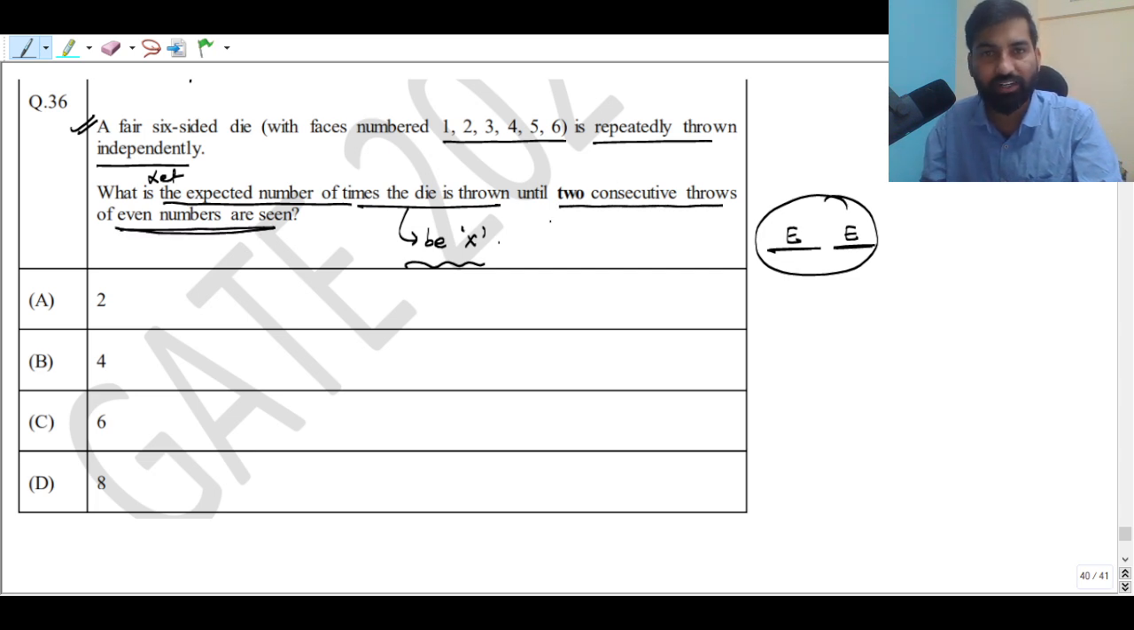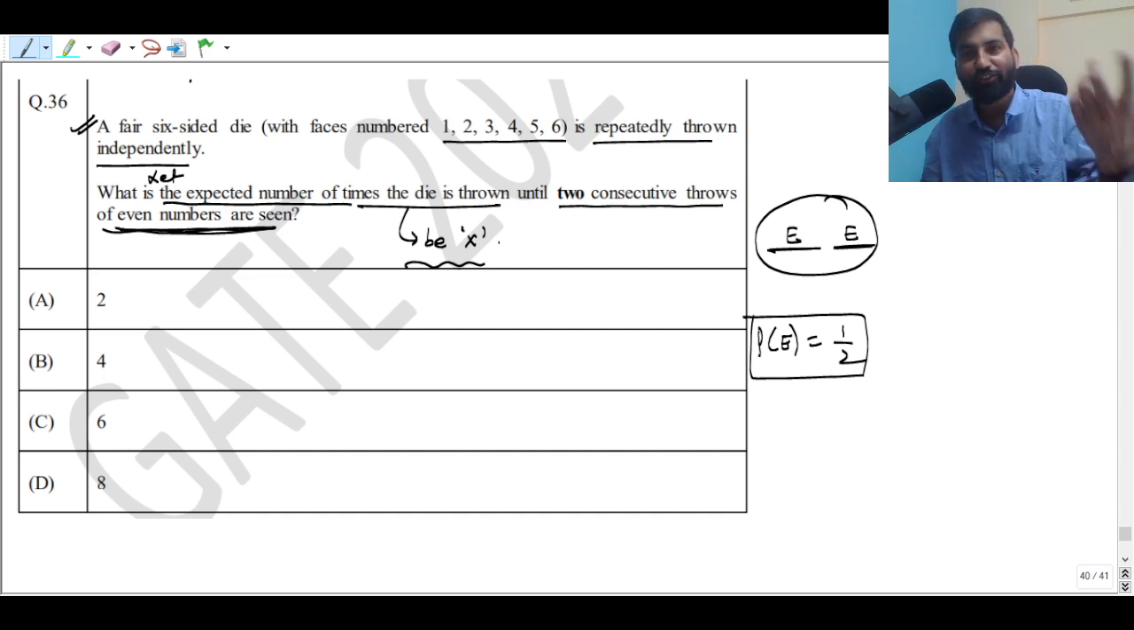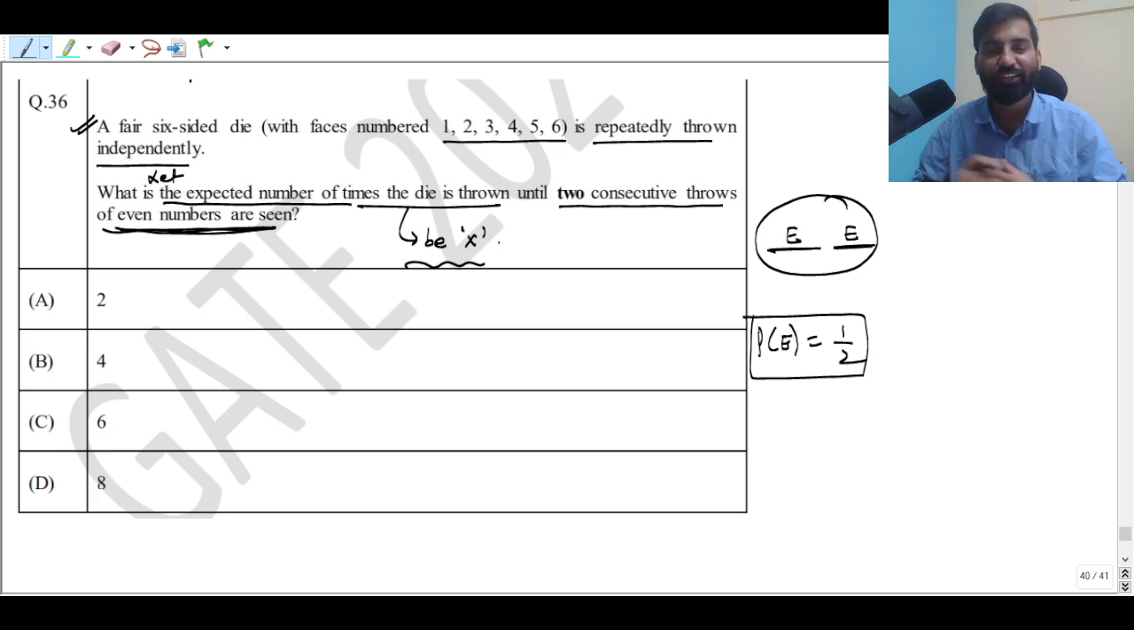Remember, this is the goal that we have to achieve. So the probability of getting an even number is nothing but 1 by 2, which everybody knows. From the concept of classical probability we can find it, because the outcomes are equally likely. In the event there are three elements, 2, 4, 6, and in the sample space there are 6, so 3 by 6 is half. So the probability of getting an even number is half.